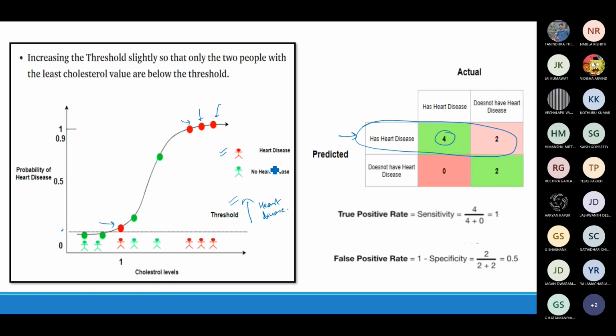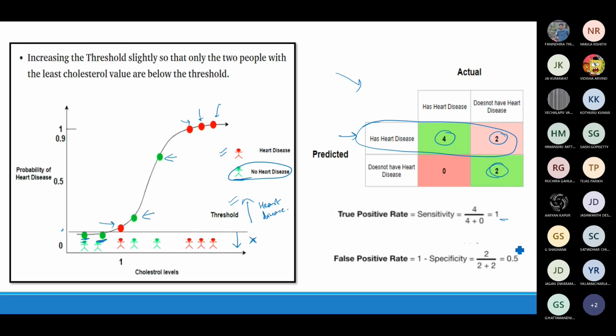And the ones where the model predicted them to have heart disease, but they do not have heart disease, are these 2 samples. So we have 2 value here. And then below this threshold, there are 2 dots, where the model predicted that they don't have heart disease, and they were also not having heart disease according to this value. So those are the 2 samples here.